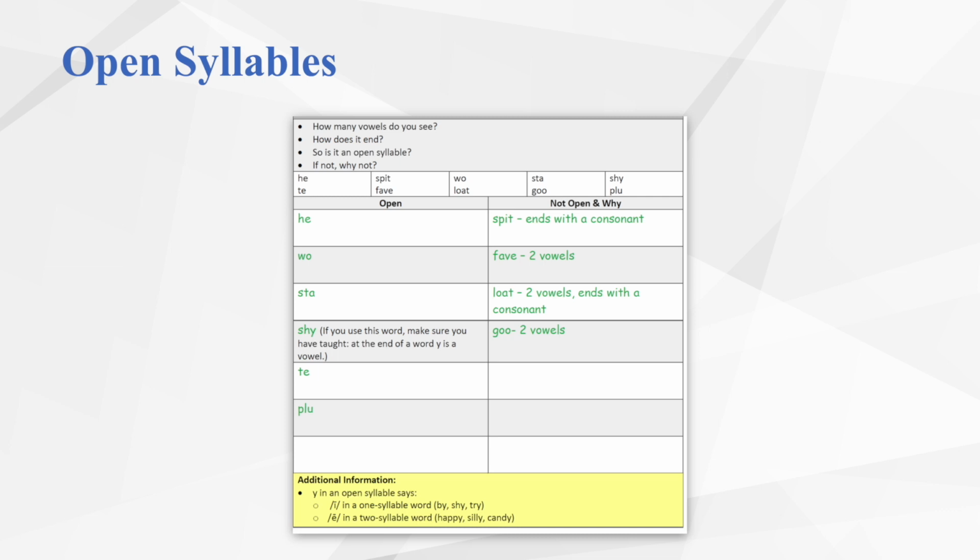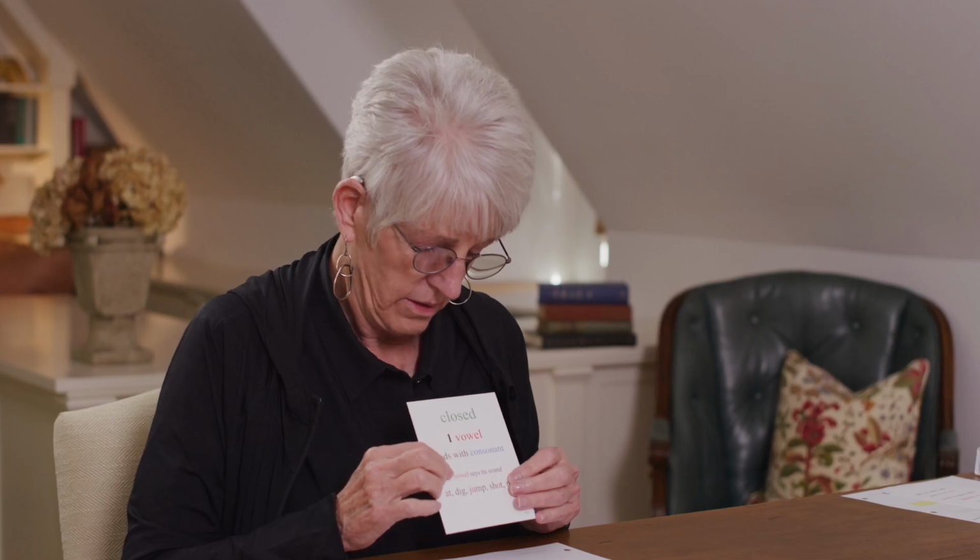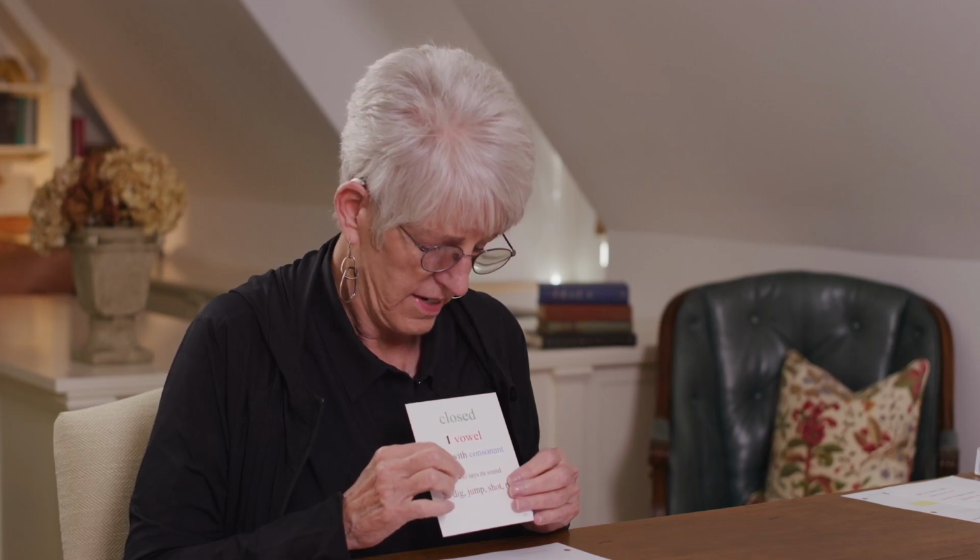Now we're going to talk about closed syllables. So today we're going to learn a new syllable type. Yay, isn't that exciting? All right, and our new syllable type is closed. What type? Closed syllable. Yes, and a closed syllable has one vowel. How many vowels? One vowel. And it ends with a consonant. How does it end? With a consonant. And in a closed syllable, the vowel says its sound. What does the vowel say? Its sound.